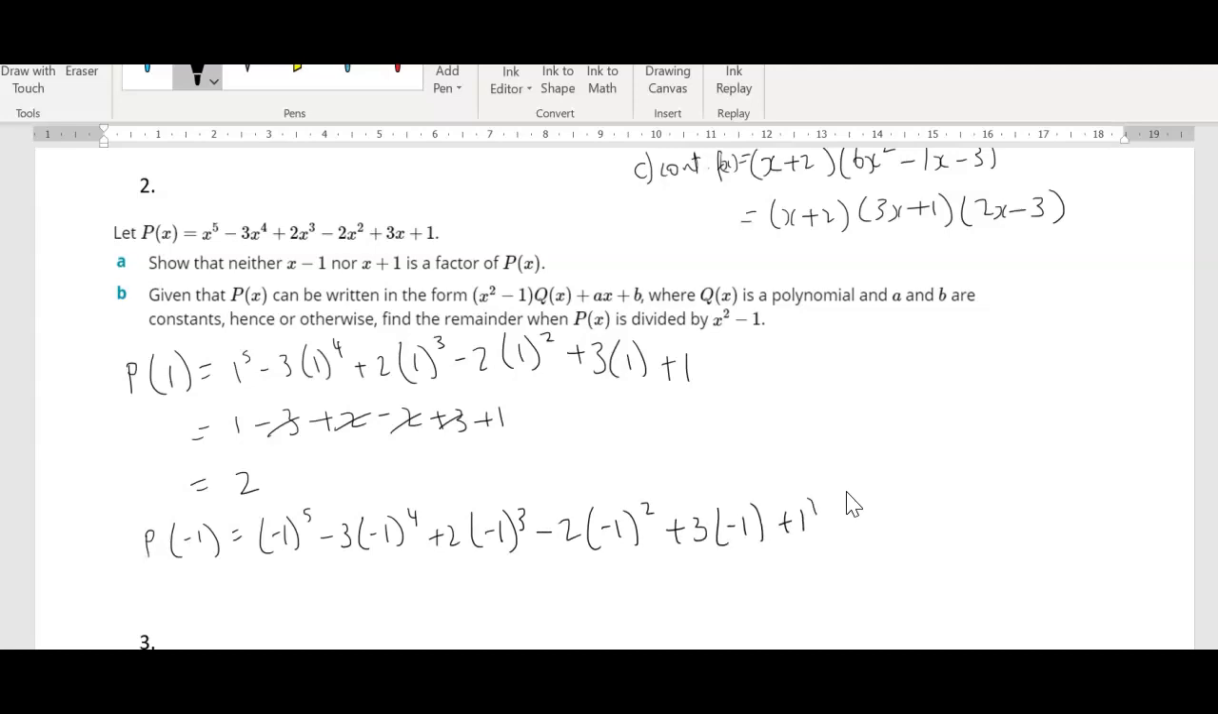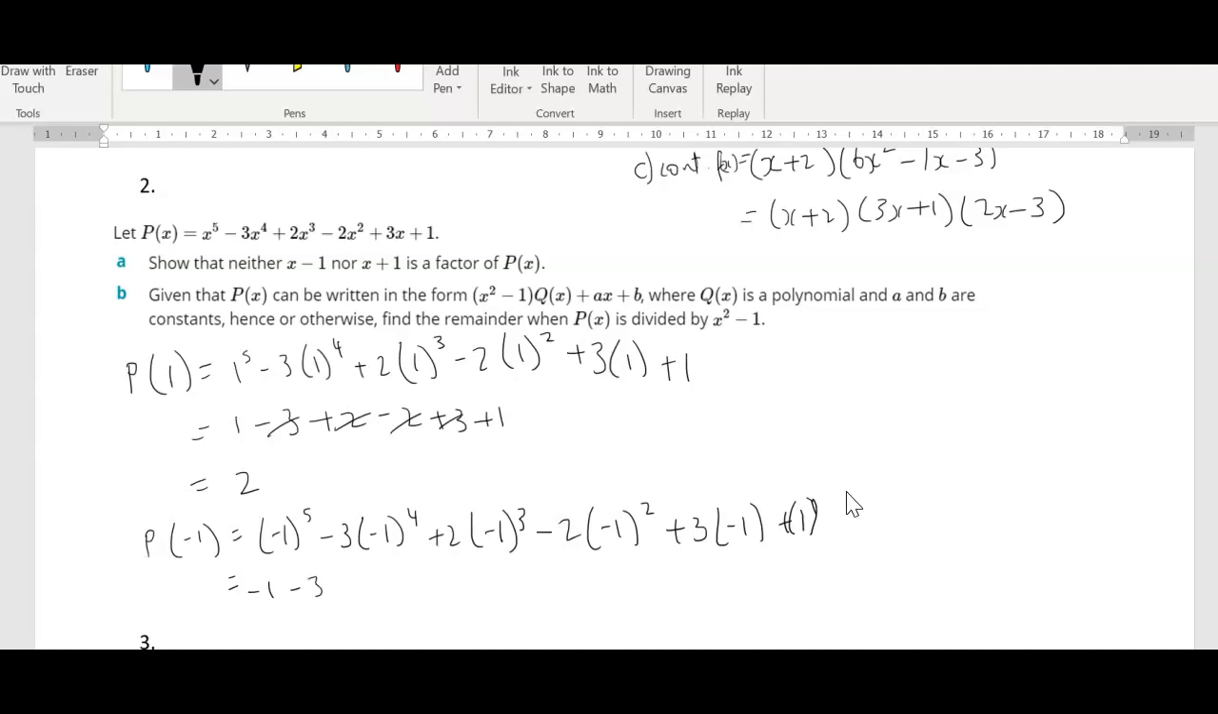Here we go. I didn't really need to put that in brackets, but let's put it in brackets anyway, just because I accidentally did it. All right, negative 1 to the power of 5. If you've got a negative number to an odd power, it stays negative. An even power becomes positive. So negative 1 to the power of 4 becomes 1.